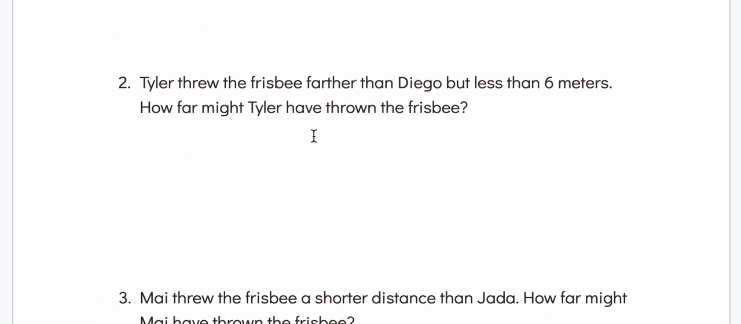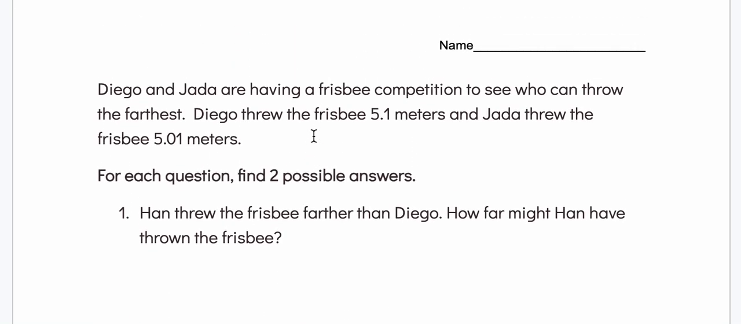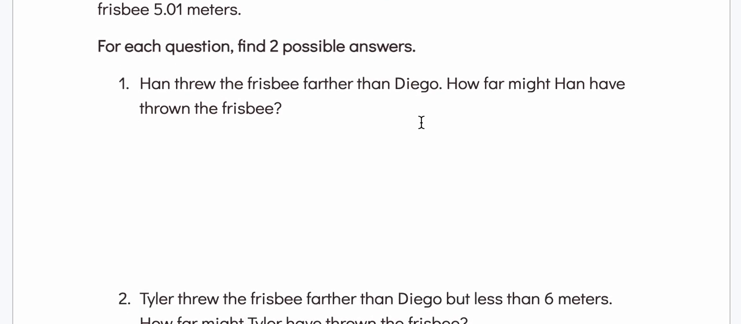And then the last 3 questions are a lot like what was on the application task from last week. Diego throws a frisbee 5 1/10 meters. Jada throws the frisbee 5 1/100th meters. For each question, you're going to find 2 possible answers. I already know that people are not going to read this and they're going to put one answer and I'm going to have to give it back and I'm going to be really annoyed.